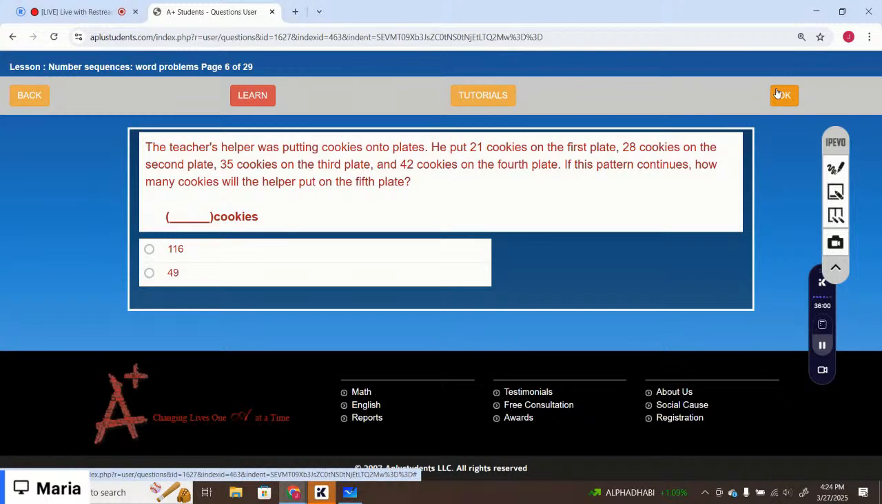The teacher's helper was putting cookies onto plates. He put 21 cookies on the first plate, 28 cookies on the second plate, 35 cookies on the third plate, and 42 cookies on the fourth plate. If the pattern continues, how many cookies will the helper put on the fifth plate? So, which is the correct option?